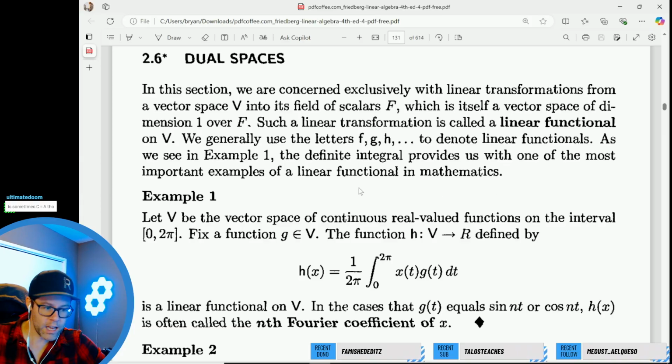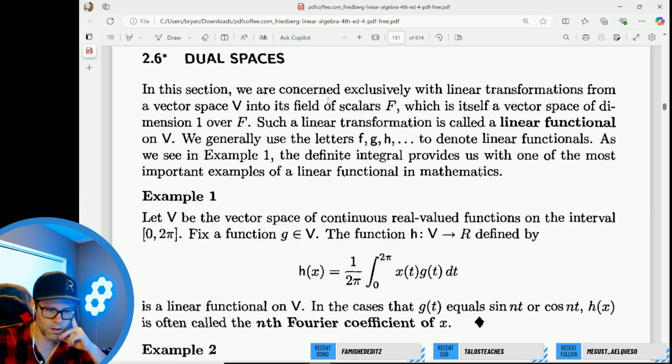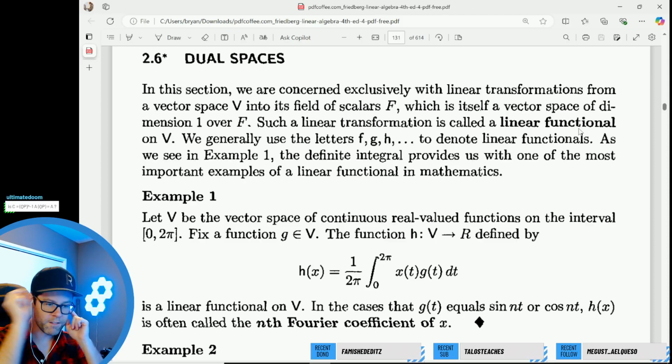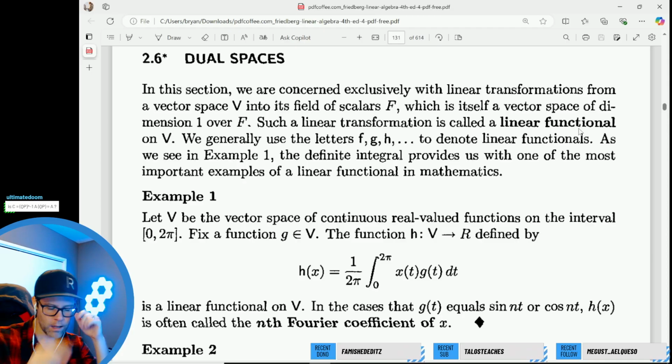The idea, I think, with dual spaces is taking a look at how we talk about linear functionals on a vector space. So let's get the specs that we want here. So we're concerned exclusively with linear transformations from a vector space into its field of scalars. Okay, so we're specifically looking at what we call linear functionals that start with a vector and push that vector into the field that we're working with, into F.